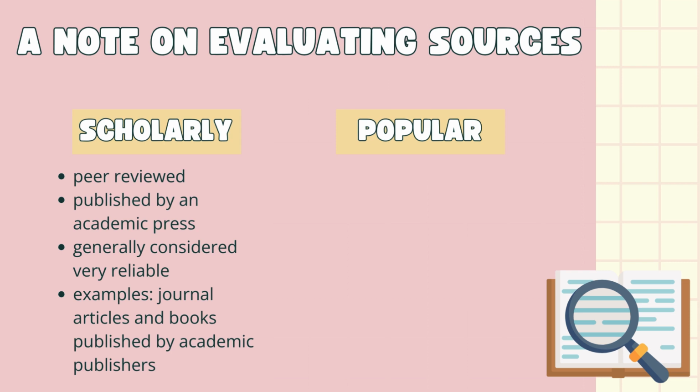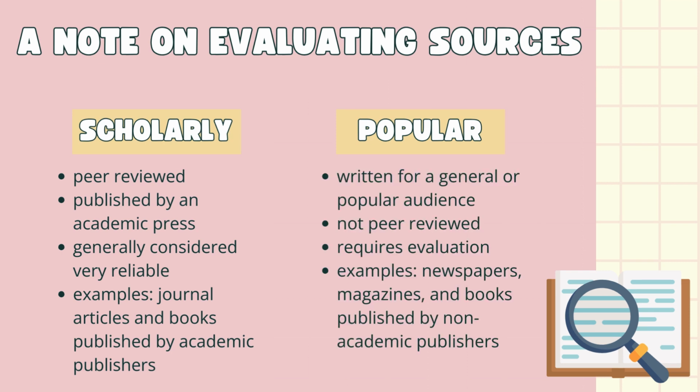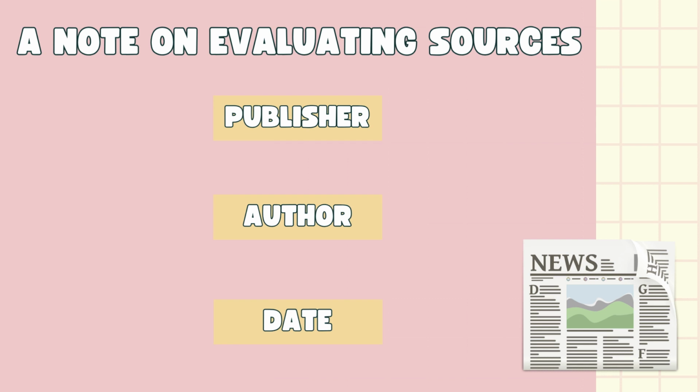A popular source, on the other hand, is a source created for a popular or general audience. Some examples of this would be newspapers, magazines, non-academic books. Popular sources can be reliable, but you do have to do a little bit more evaluating because they are not peer reviewed. So, when evaluating popular sources, you want to be thinking through a couple of big topics, and those are publisher, author, and date.